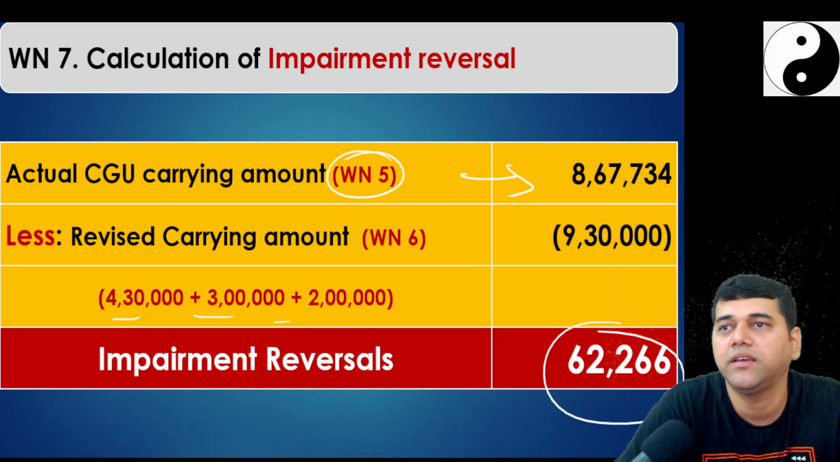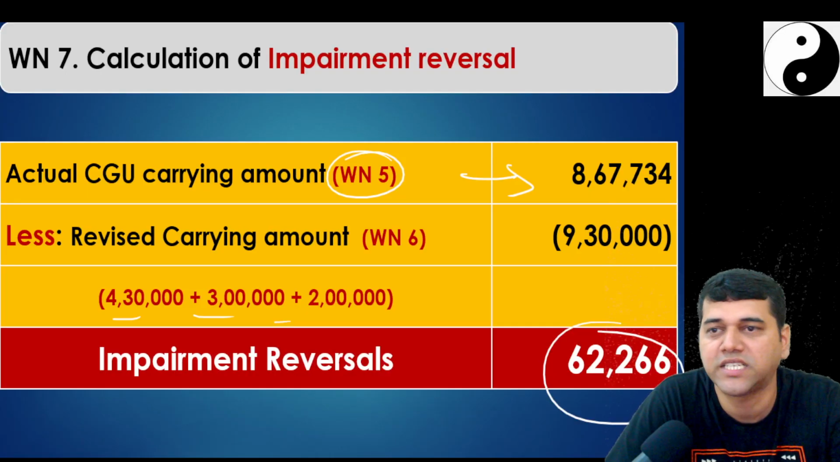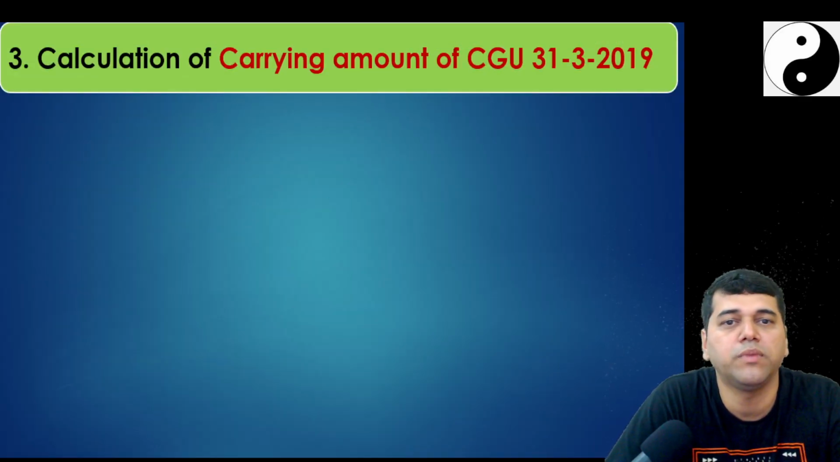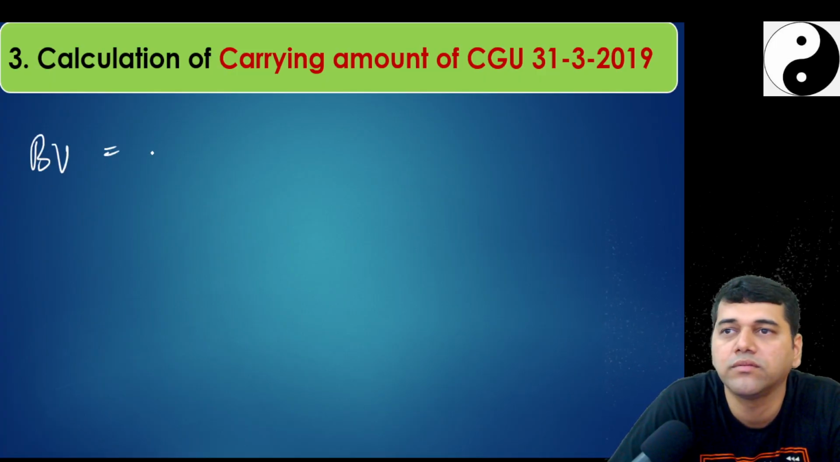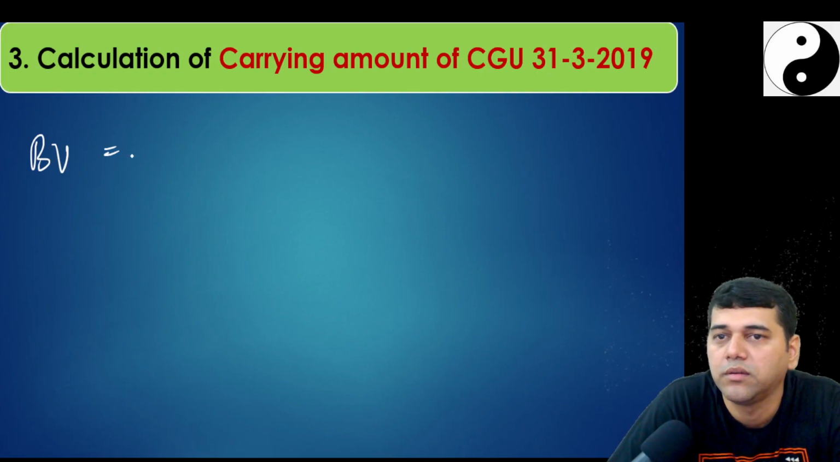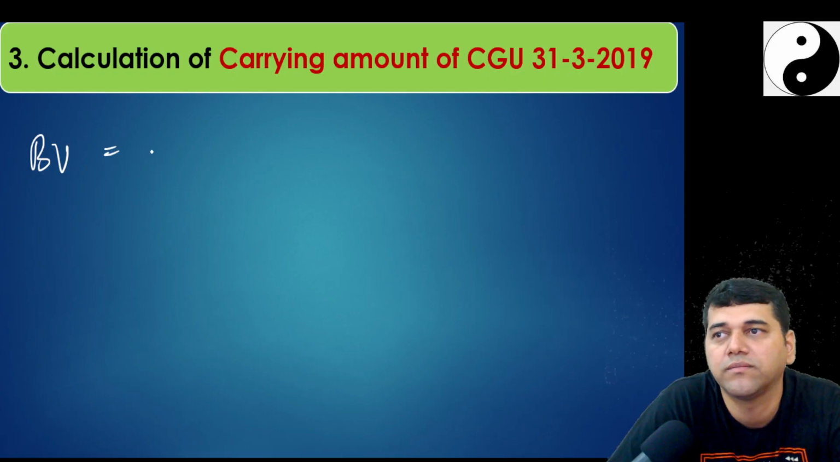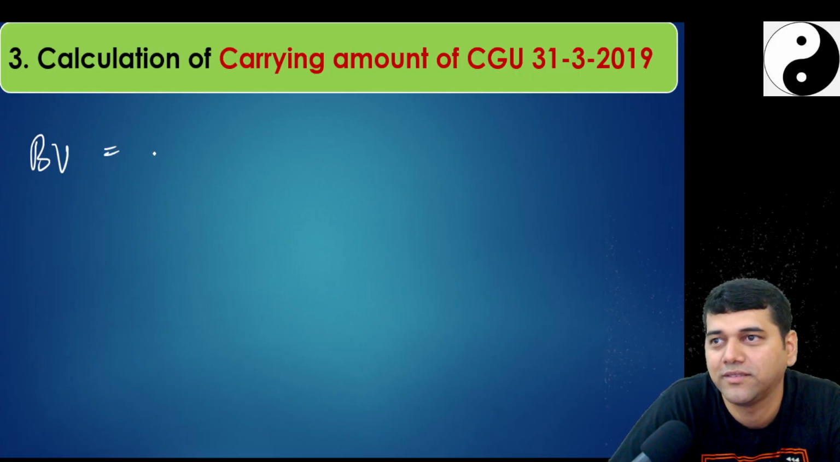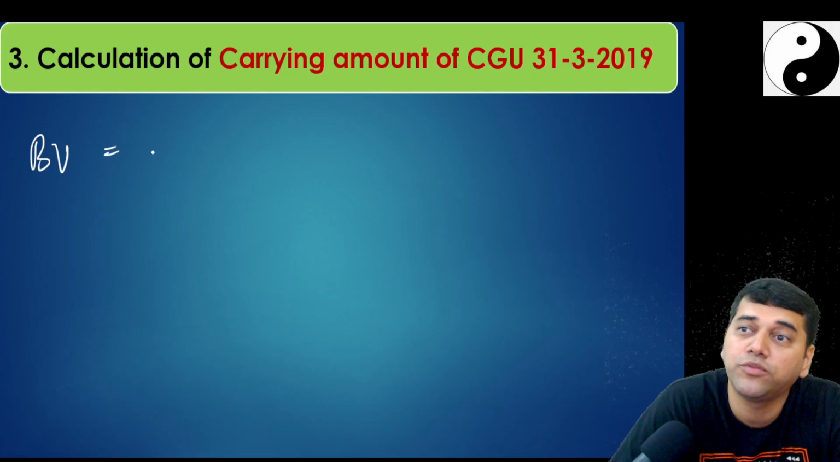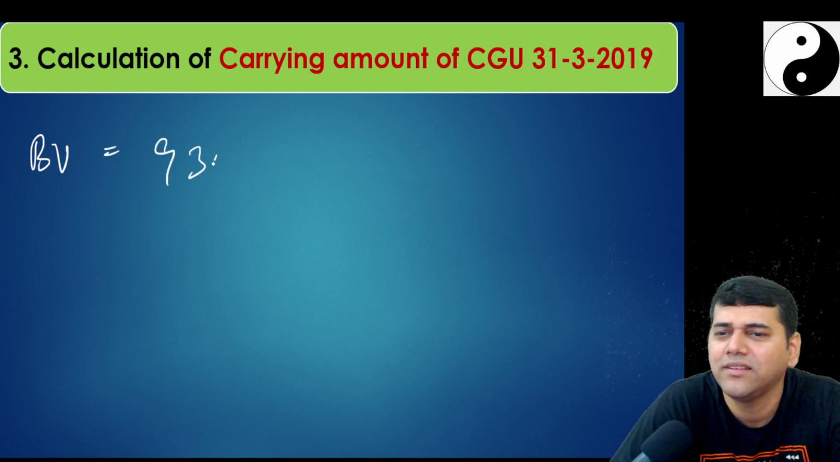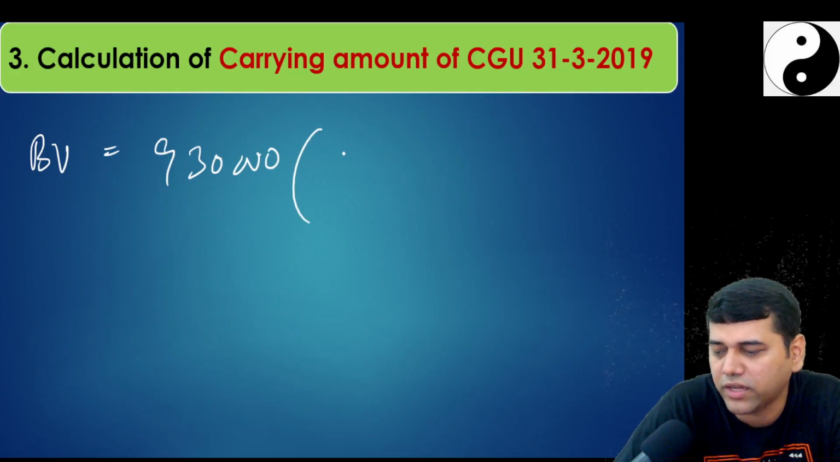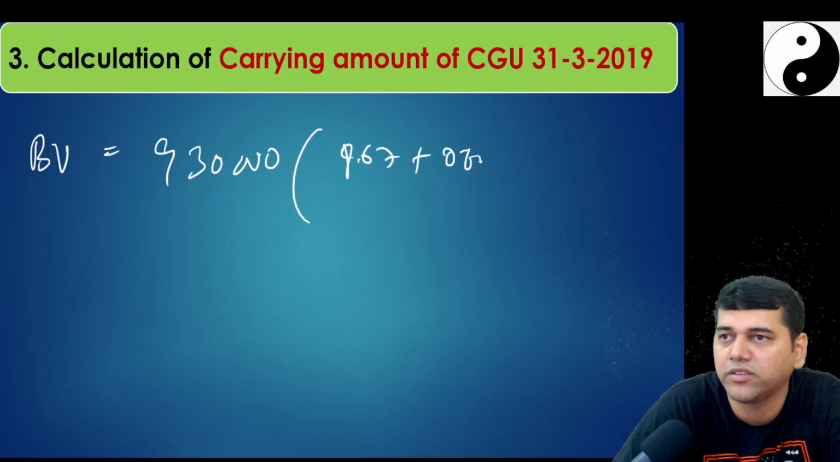So, okay, we have done all the working notes. So last thing, question number 3. What is my book value? Book value is equal to, can you tell me, students, anyone? Book value of the CGU on 31st March 2019. What did they ask? Book value of the CGU they asked, or book value of the individual items they asked? CGU. What is my book value of the CGU? 9 lakh? Very good. In the bracket you can write 8.67 plus 0.62.